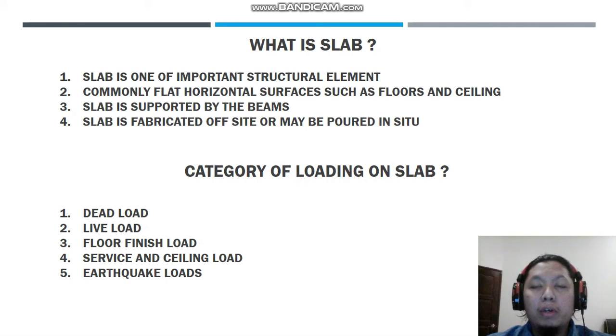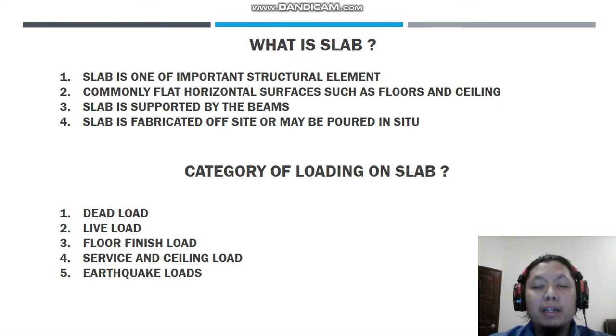My name is Ahmad Syamil bin Kamaruzaman and I will present with the title of slab. So before we go into the calculation of the slab, we have to know what a slab is. A slab is one of the important structural elements made of concrete, and the shape of the slab is commonly a flat horizontal surface such as floors and ceilings. The slab is commonly supported by beams and columns, and a slab is also fabricated off-site or can be poured in situ.